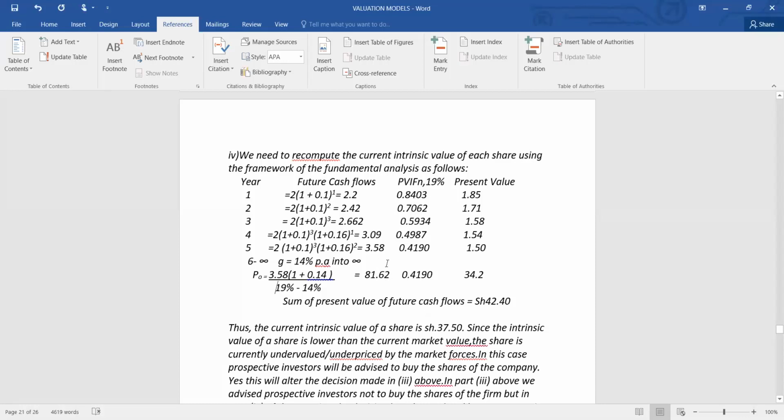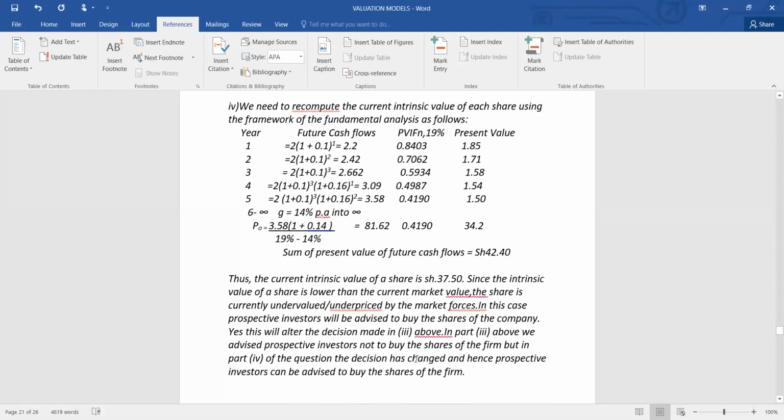You can see the discounting factor I've used in discounting 3.58, and 81.62 is the same. You realize the other common mistake people make, they'll go to year 6 here. 81.62 is not the price at end of year 6. It is the price at beginning of year 6, or end of year 5. And that's why I'm using a present value factor, end of year 5. So when you discount this, you can see the price is 42.4.